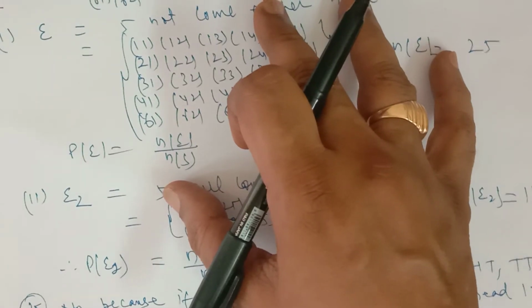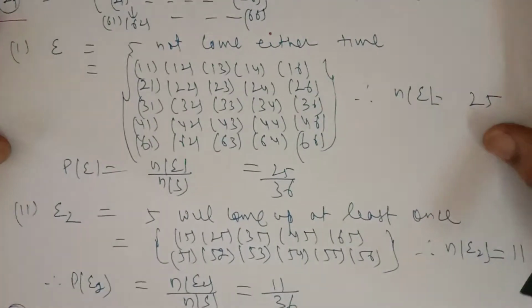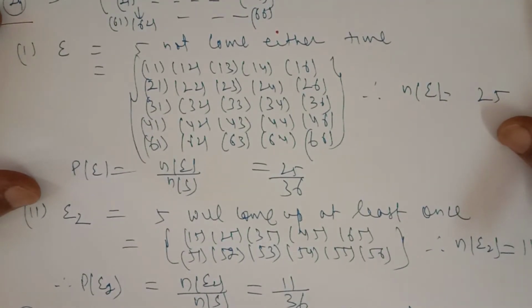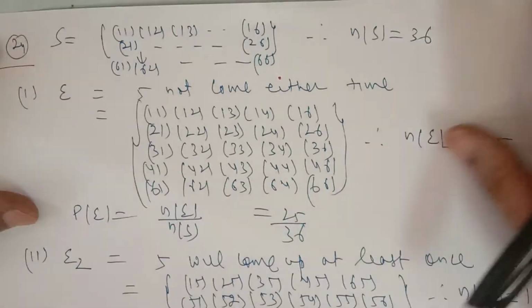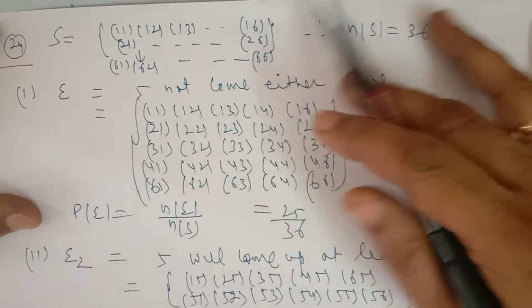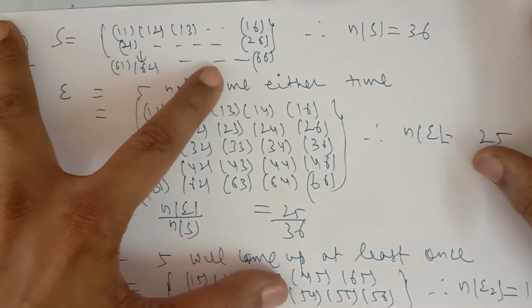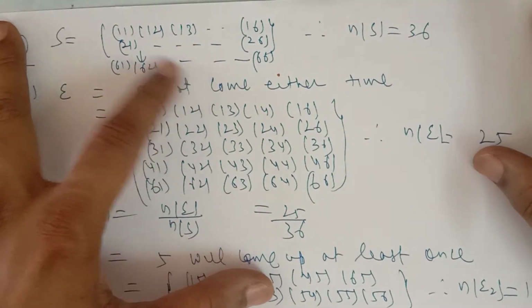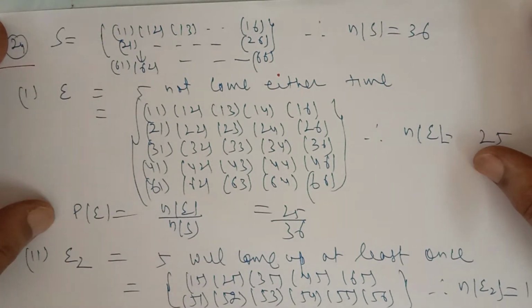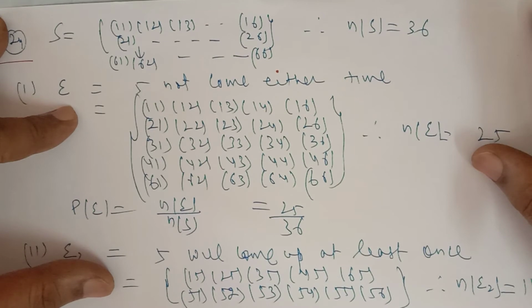Now in question number 24, a pair of dice is thrown, and you know that the sample space for the pair of dice is 1 1, 1 2, 1 3, 1 4, 1 5, 1 6, 2 1, 2 2, 2 3, 2 4, 2 5, 2 6, up to 6 6. The sample space is 36. Now in the first part you have to find the probability that 5 will not come on either die.